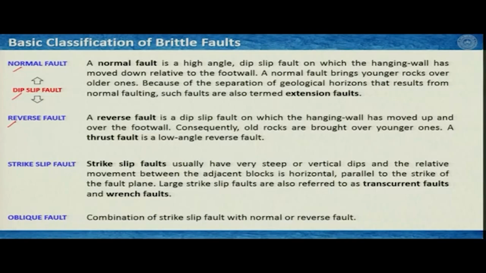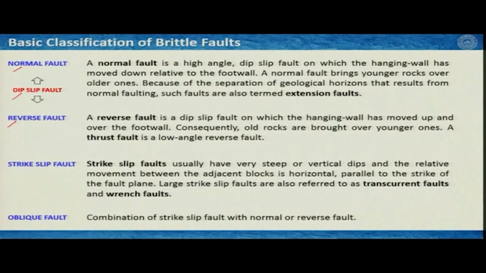We will see that. The reverse fault, on the other hand, is a dip slip fault as well, on which the hanging wall has moved up over the foot wall. Consequently, older rocks are brought over the younger rocks. A thrust fault is a low angle reverse fault. Generally the angle is 30 degrees. If the fault dip is less than 30 degrees, then we call it a thrust fault, and if it is more than that, then we call it a reverse fault.